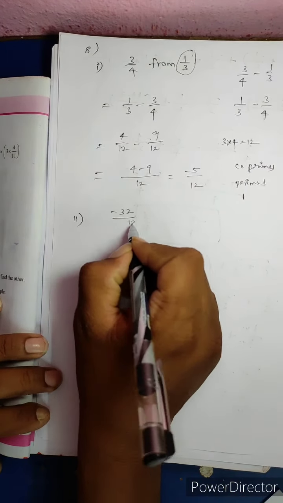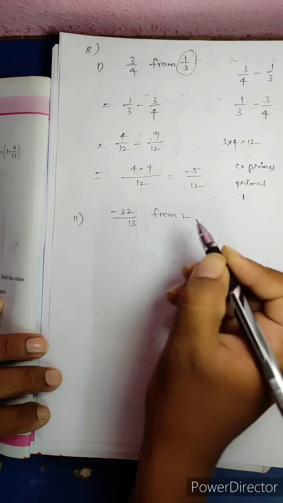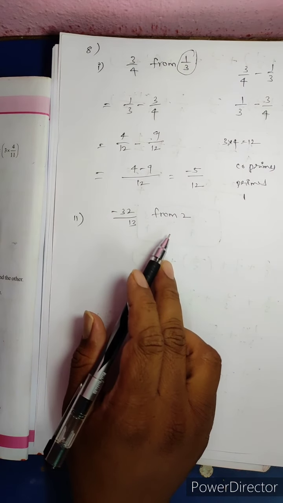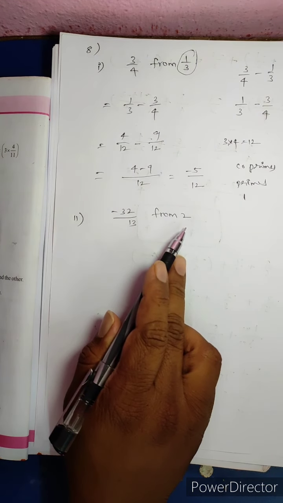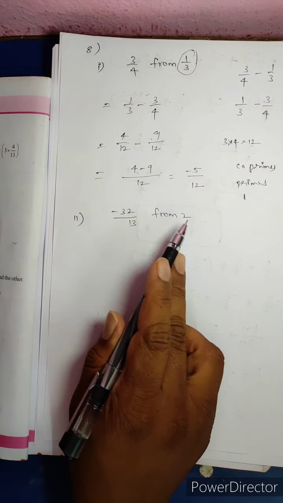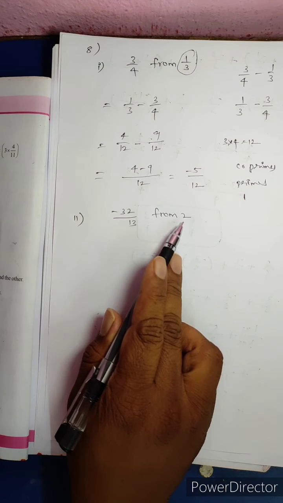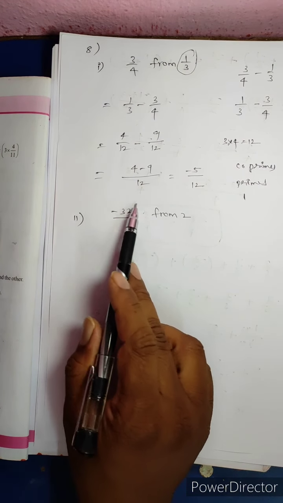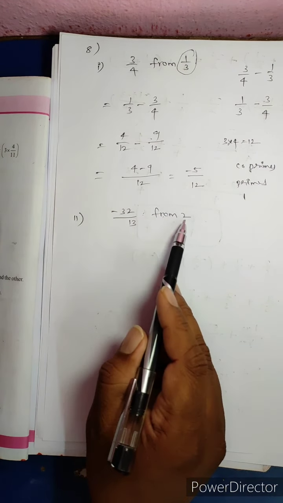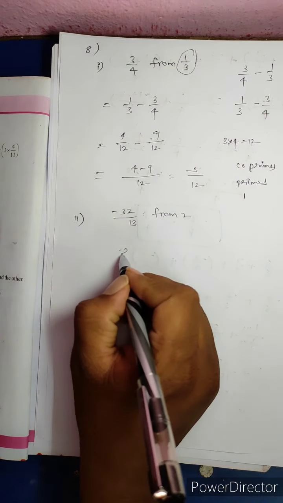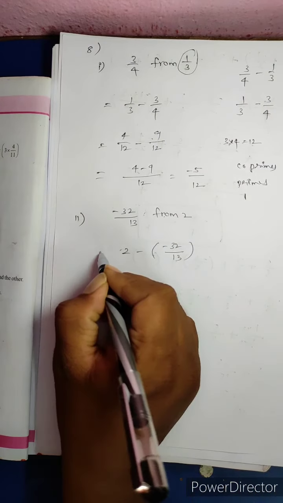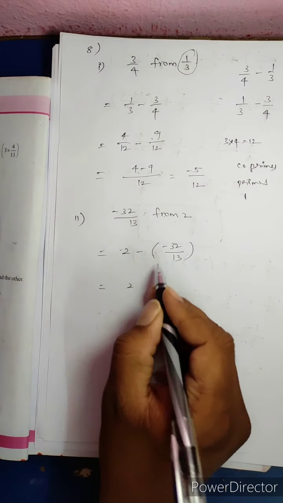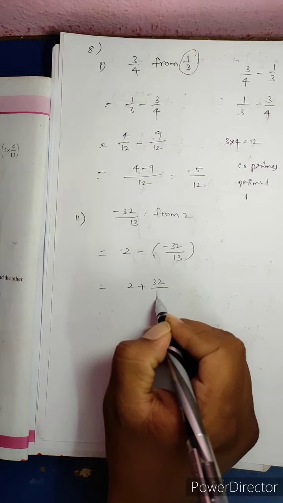Subtract minus 32 by 13 from 2. One is a rational number, the other is a natural number, whole number, integer, rational number. These two we can say natural, whole, integer, rational number. Okay. You subtract this rational number from this number 2. Then 2 minus minus 32 by 13. Minus into minus is plus 32 by 13.